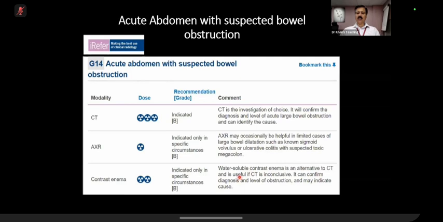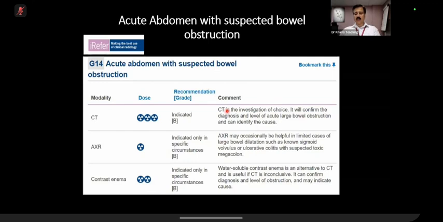Having said that, in the real world here, CT can be done because an associated perforation, etc. can be picked up on CT much better than an X-ray. But these two questions are exam questions. So, of course, CT, the threshold is very low to CT. What is the role of contrast enema? Water-soluble contrast enema is an alternative if CT is inconclusive. So, of course, water-soluble enema means you are targeting the large bowel there.